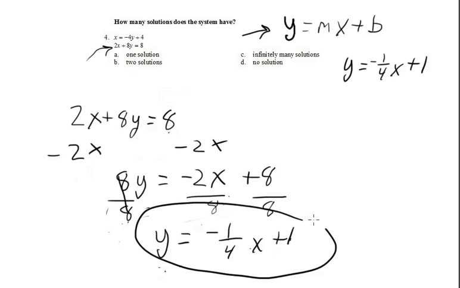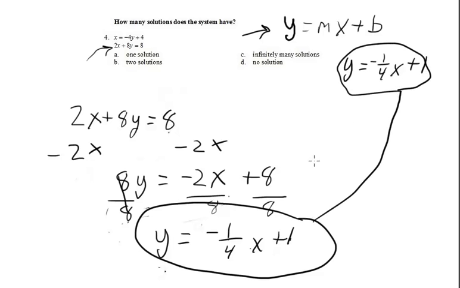Notice that is exactly the same as this, which means on that graph, those lines are right on top of each other, which means they have infinitely many solutions, because every part of each line is a part of the other.